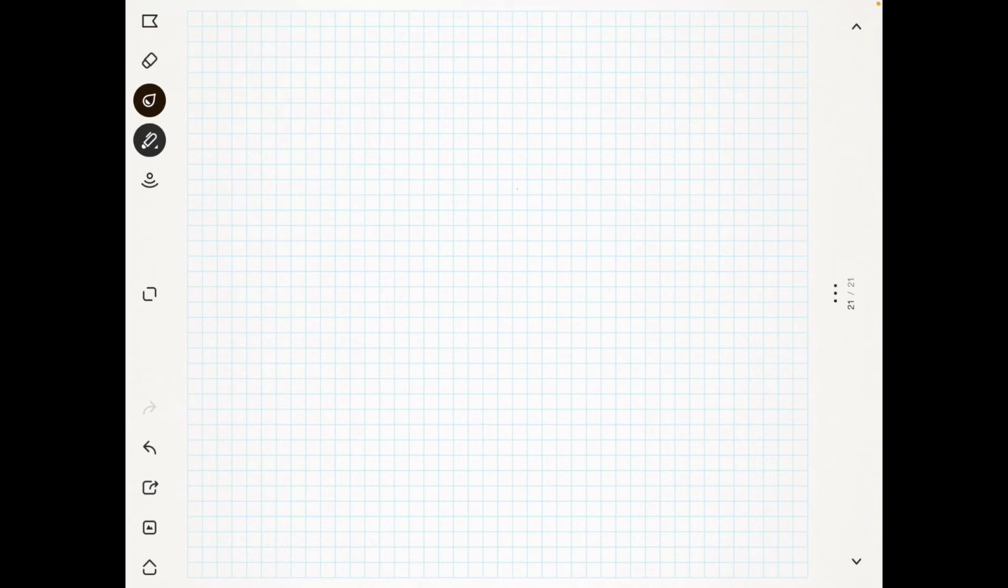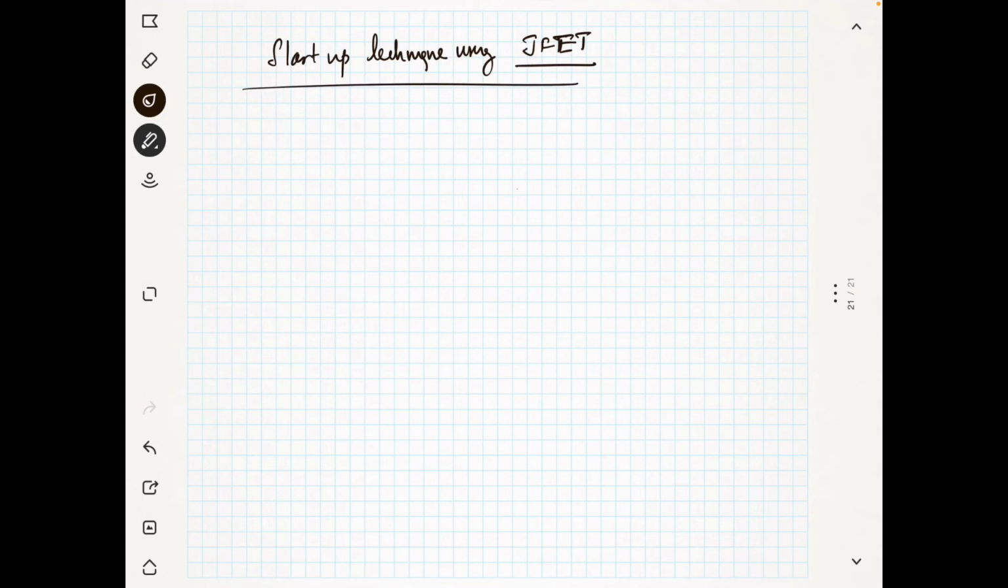So the startup technique using Jfet. I will first draw the circuit diagram. It is the same circuit, please don't be confused. If you see the connections, all these are the same. Okay, now you have a positive feedback, right? You have a positive feedback.